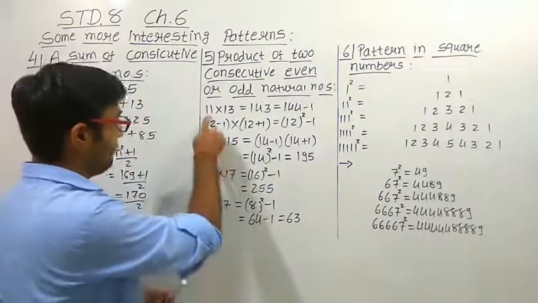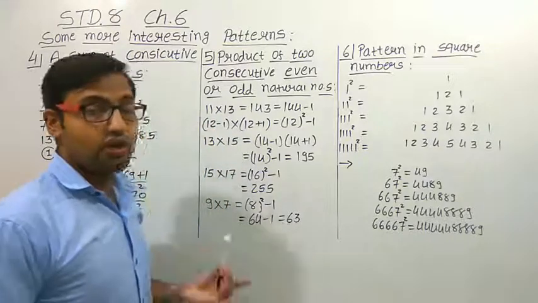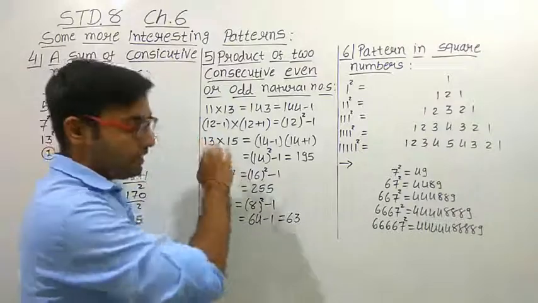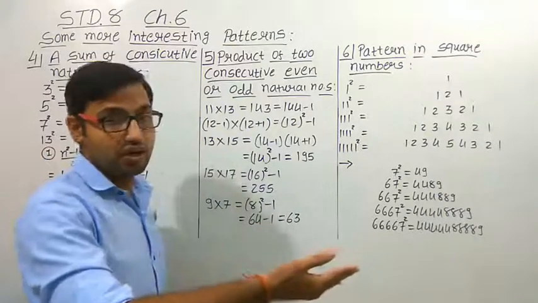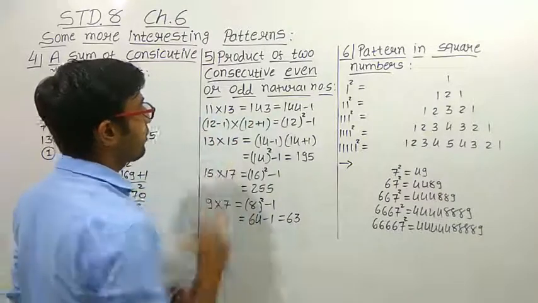So let us see. If we multiply 11 with 13, the consecutive odd numbers here we have taken. After 11, which number do we get as an odd number? That is 13. So when we multiply 11 into 13, we get 143.